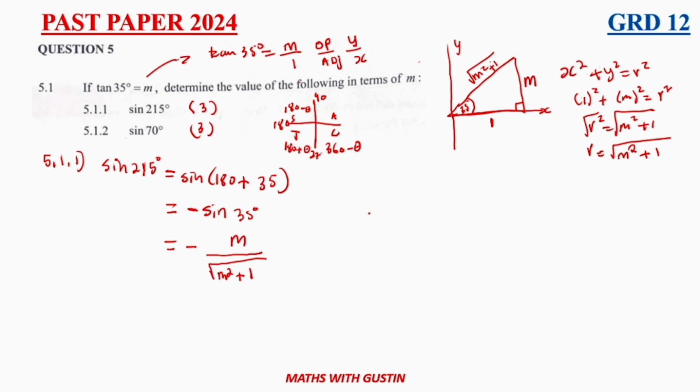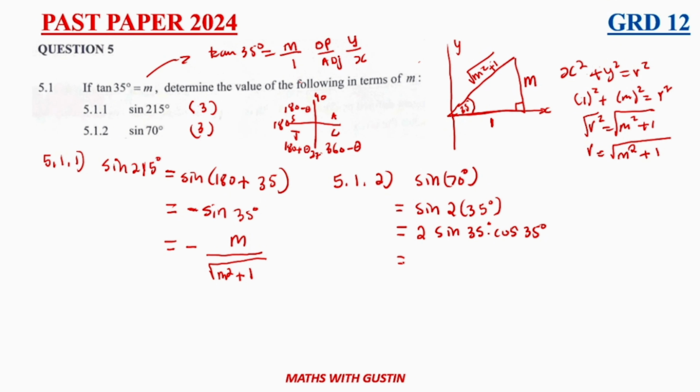I think that is simple and straightforward, guys. If you've got a question, please leave it in the comment section below if you still don't understand. All right, let's go to 5.1.2. It says sine 70. As you can see, 70 is twice 35, so it's going to be sine of 2 times 35. If we simplify this, you remember from the identities it is 2 sine 35 multiplied by cos 35.